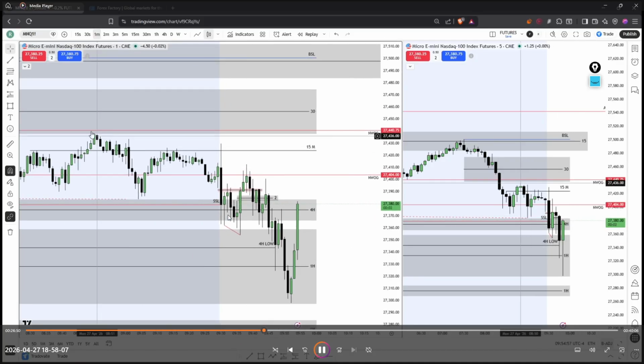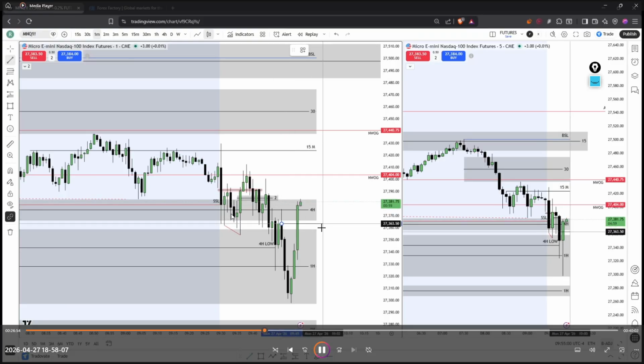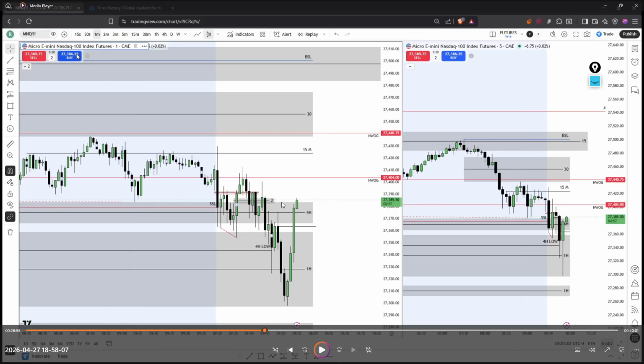with the IFVG, and we also had the past start time, if you can see, 9:54, and we also got a change in the state of delivery. Then I take my entry there. We got a nice displacement candle, change in the state of delivery plus IFVG. Then I take my entry at that time.